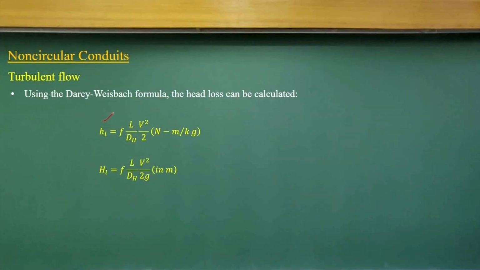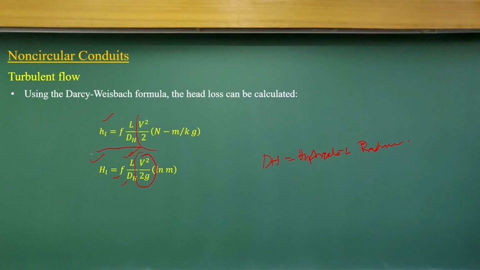Now, coming back to the turbulent flow, again we can follow the same head loss equation. The head loss is a function of the velocity head, L by dH, where dH is the hydraulic diameter, L is the length, and f is the friction factor, and we can compute the energy losses.